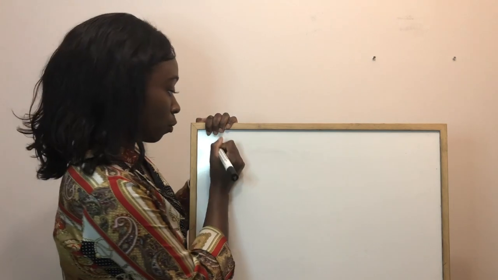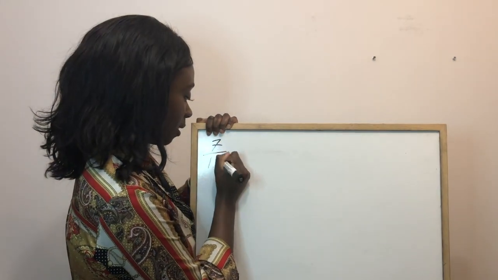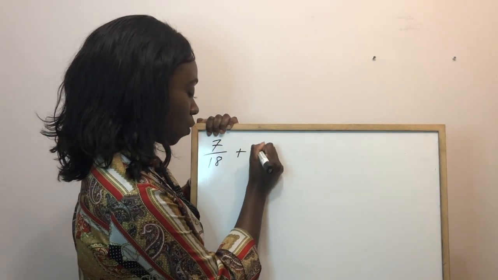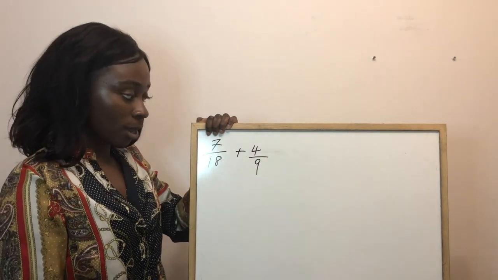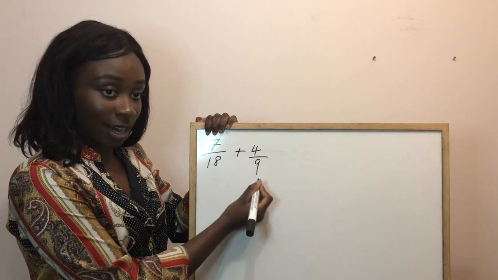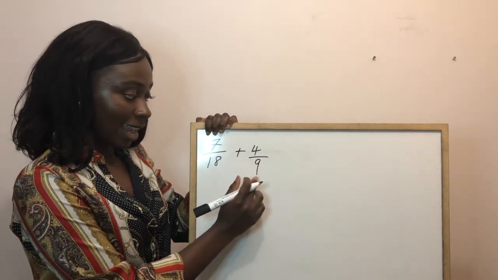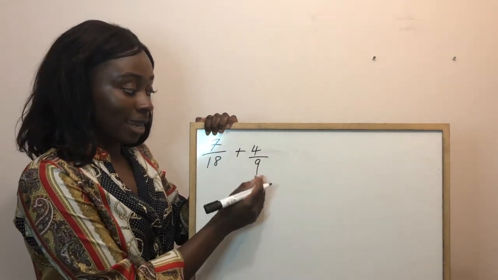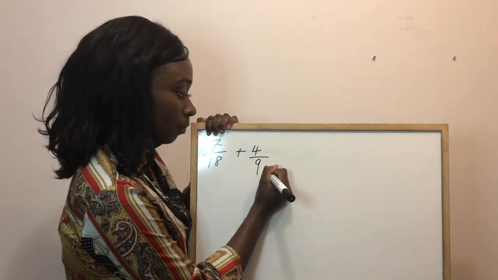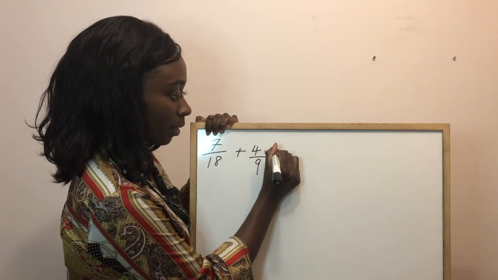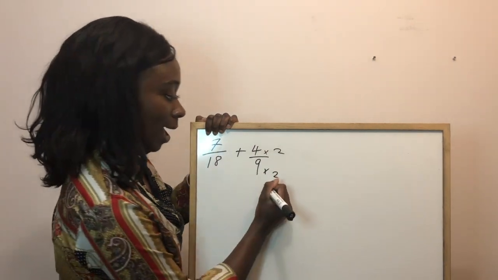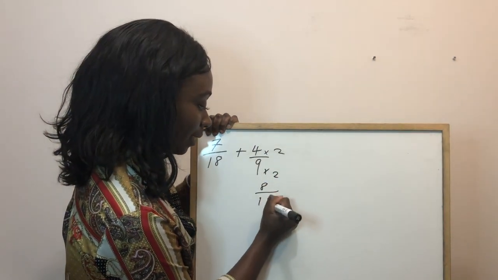So for the next example, we're going to have 7 over 18 and 4 over 9. And we're going to have the same steps once again. So we need to convert one of these fractions into the same. So this has to be 18. So to make 9 into 18, you have to times by 2. And whatever you do to the bottom, you must do to the top. So also times the top by 2. So this fraction, you've got 8 over 18.